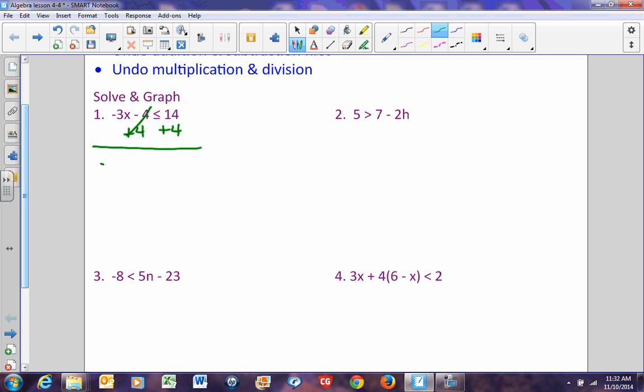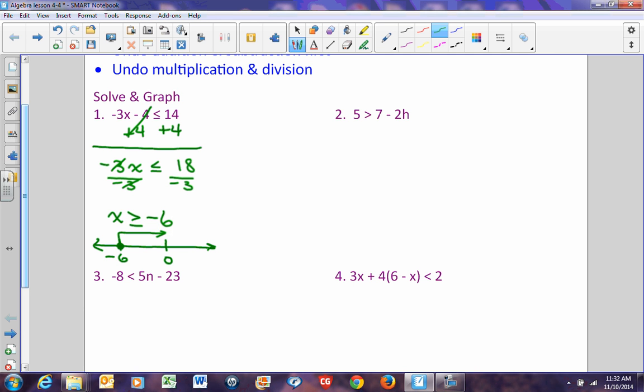If I do that, I now have negative 3x is less than or equal to 18. Now I need to undo any multiplication or division. In this case, they multiplied x by negative 3, so I need to divide by negative 3. Since I divided by a negative number, my inequality must reverse. So now instead of less than or equal to, it becomes greater than or equal to negative 6. If I'm going to graph this, it's going to be a closed circle at negative 6, and it's going to go to the right because it's greater than.